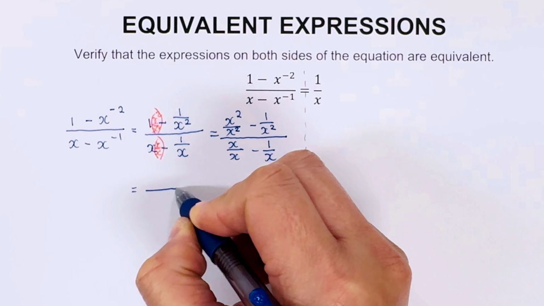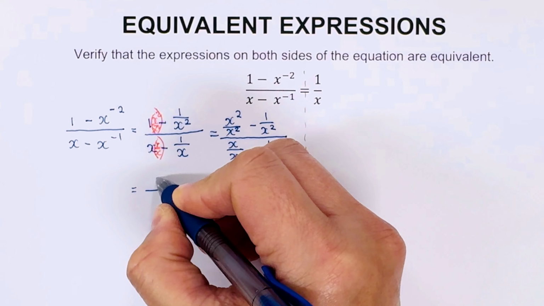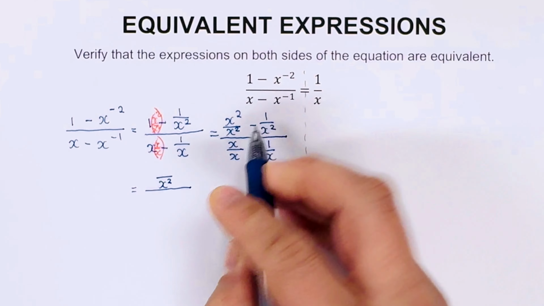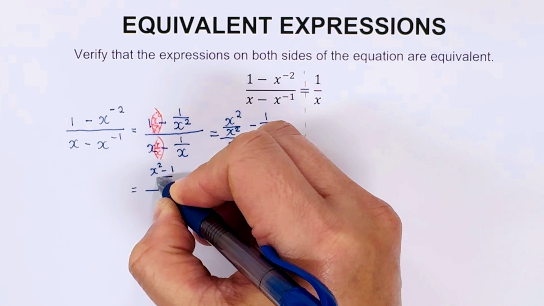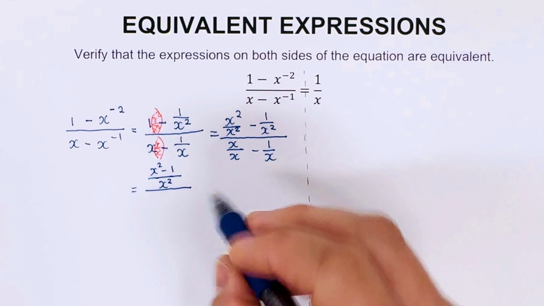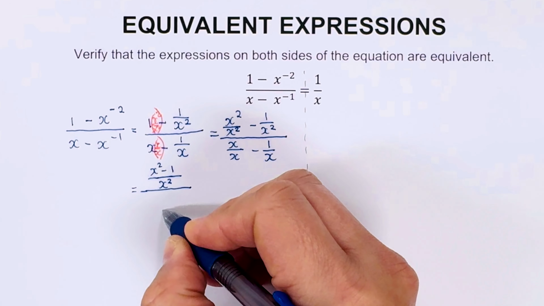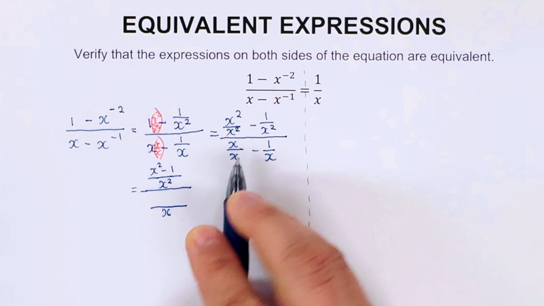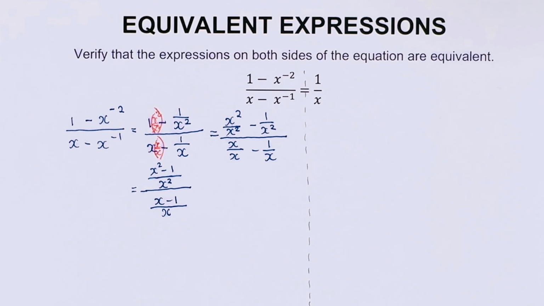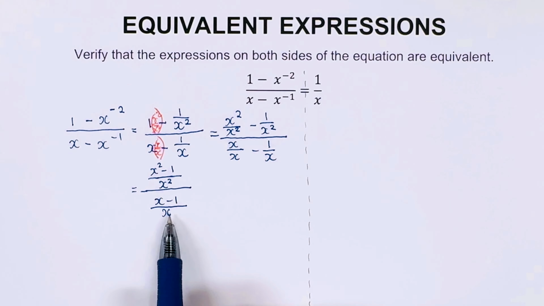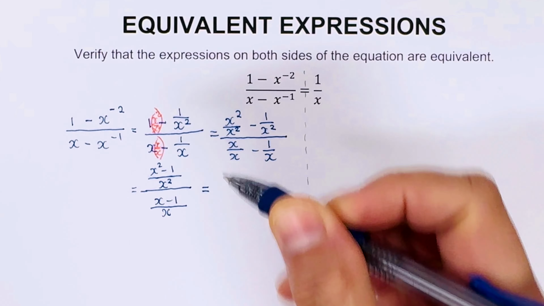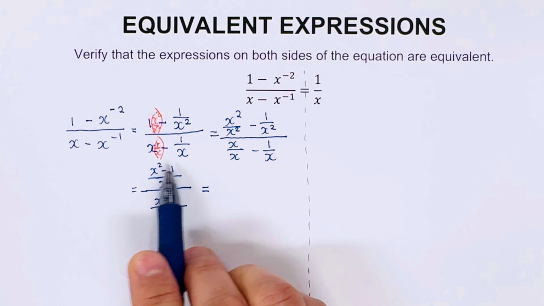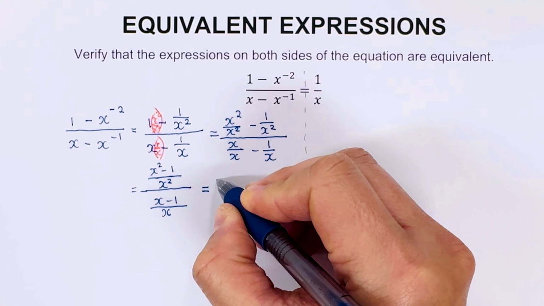Since their denominators are the same, we collect the same denominator, that is x squared, and then we subtract these two, so that is x squared minus 1. And then for this part right here, they have a common denominator of x, and then we subtract them, x minus 1. If you notice, this is an example of a complex fraction. So we remember, if it's a complex fraction, we copy the numerators. I'm just going to write that up here.